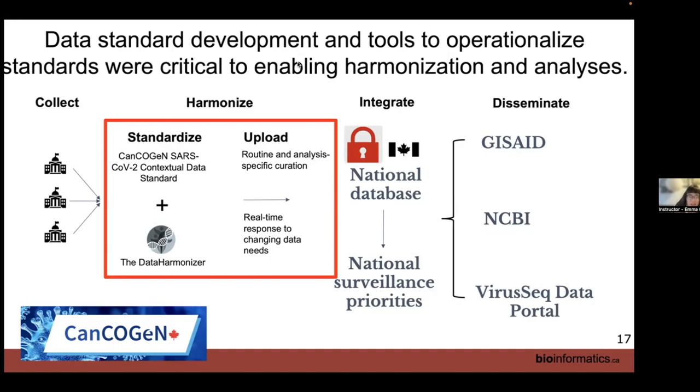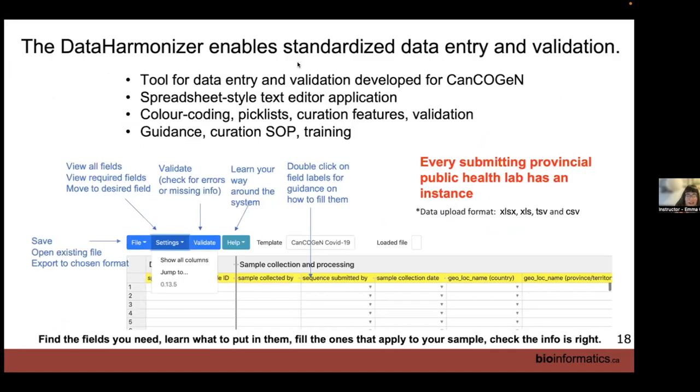So in parallel with developing the data standard for SARS-CoV-2, we also develop protocols and practices for data curation. And in addition to this, we also developed a tool called the Data Harmonizer. So the Data Harmonizer is very simple. It's a spreadsheet-like text editor that enables users to open spreadsheets of data or to enter data directly into the app.